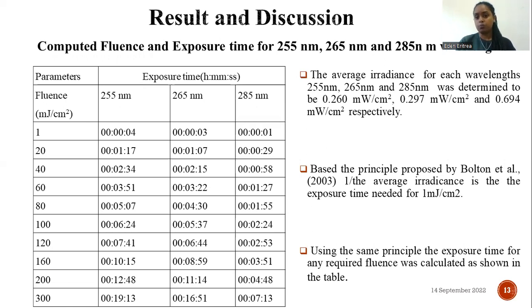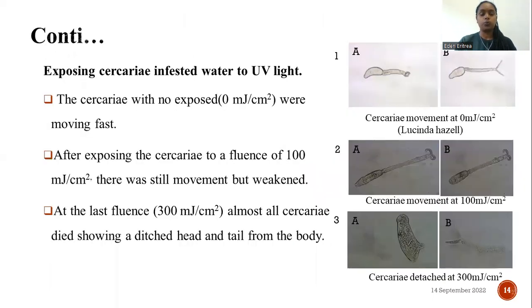So based on the principle proposed by Bolton, 1 over the average irradiance is the exposure time needed for 1 millijoule per centimeter square. So we calculated for each wavelength using this principle, and using the same principle, we calculated the exposure time for all the 10 UV doses that we used in our experiment, as you can see on the table. So after calculating the exposure time, we exposed the Cercariae to this UV light.